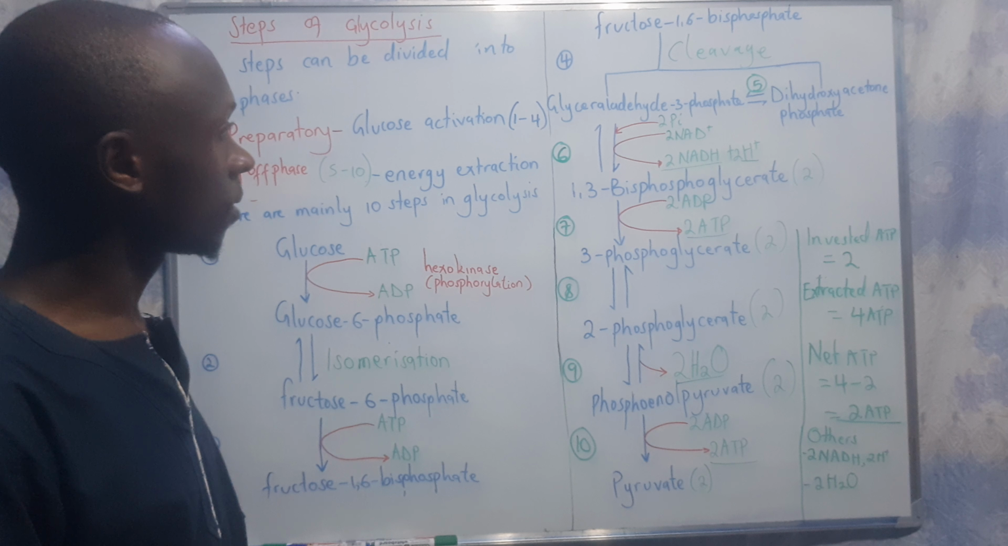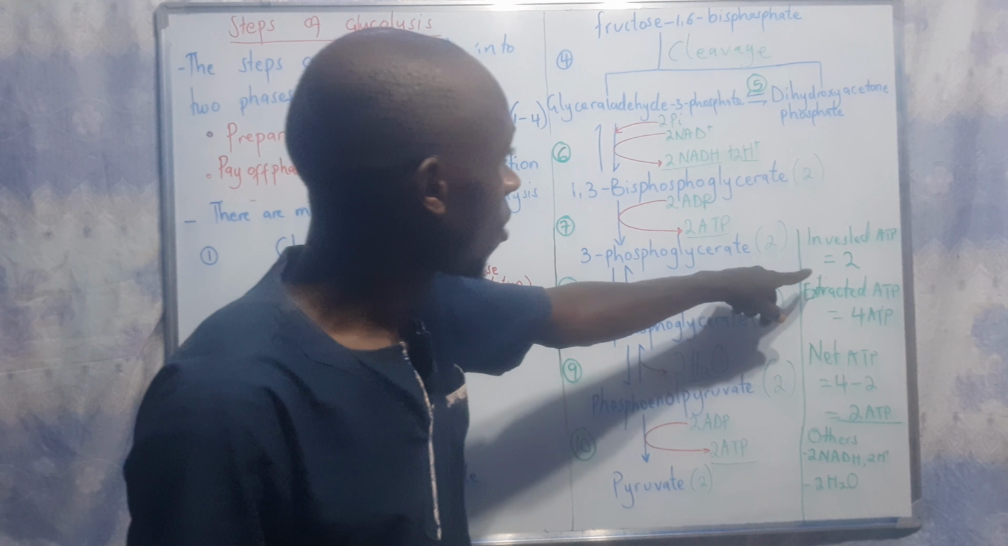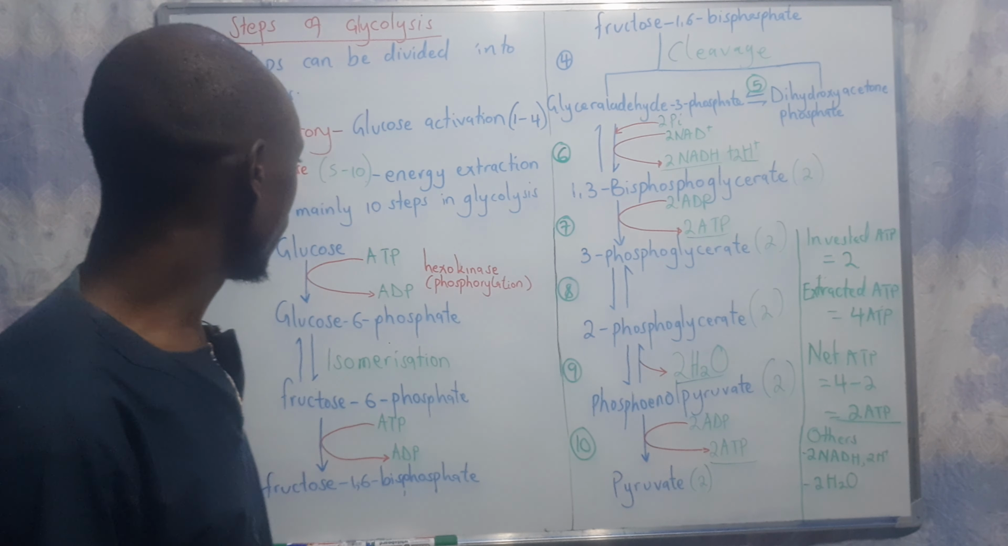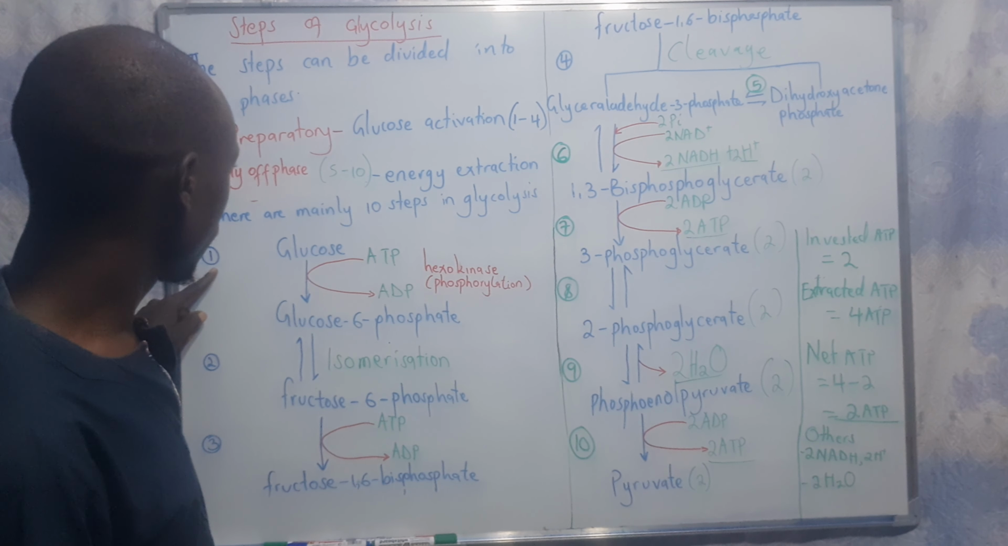So what should we note here? We should note how many ATPs were invested in the process. There are only 2 ATPs that were invested; we can get back to stage number 1, that is 1 ATP.